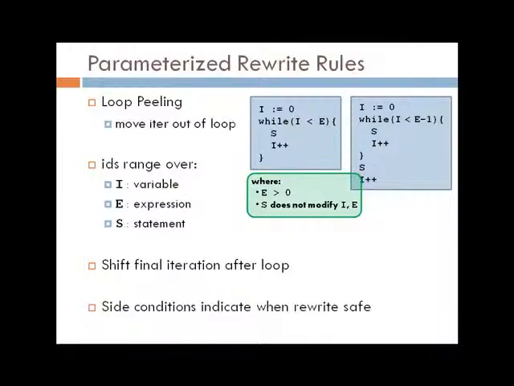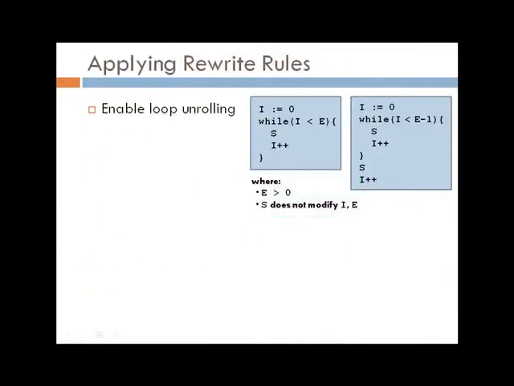Our rewrite rules also contain side conditions that indicate when the rewrite rule can be safely applied. In this case, E must be positive, and S should not change the values of I or E. Loop peeling is often used to enable other optimizations, like loop merging, or as I'll show here, loop unrolling.